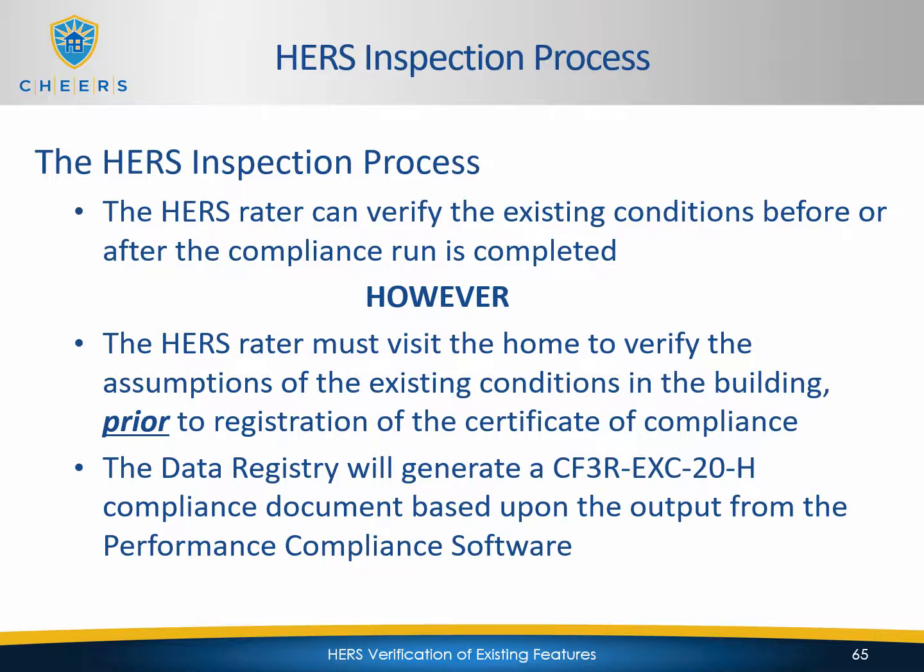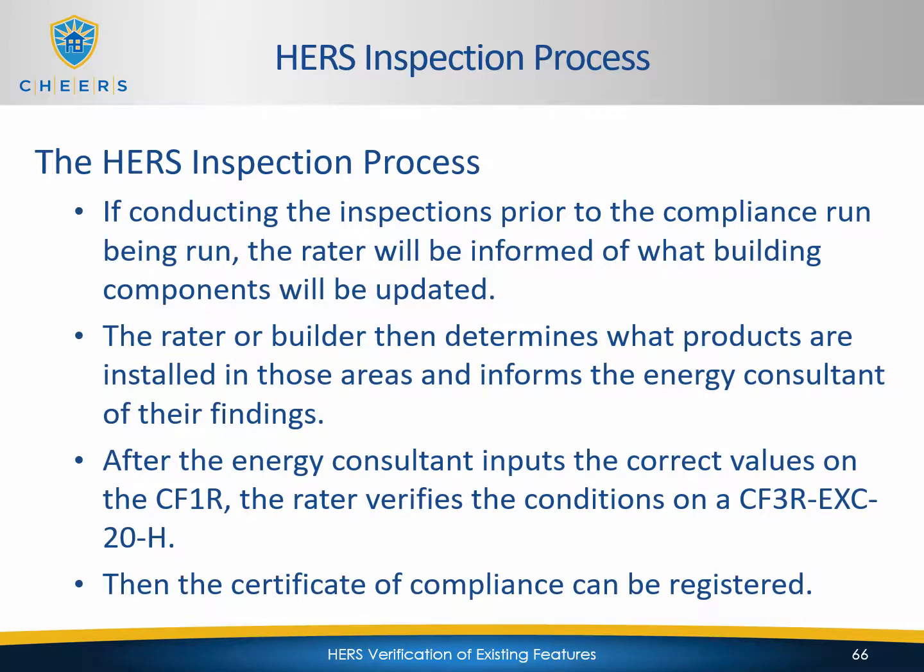The data registry will then generate a CF3R EXC20 compliance document based on the output from the performance compliance software. If conducting the inspections prior to the compliance run being run, the rater will be informed of what building components will be updated. The rater or builder then determines what products are installed in those areas and informs the energy consultant of their findings. After the energy consultant inputs the correct values on the CF1R, the rater verifies the conditions on the CF3R EXC20. At that point, the Certificate of Compliance can be registered. All that has to happen before the CF1R is actually uploaded and registered into the registry.